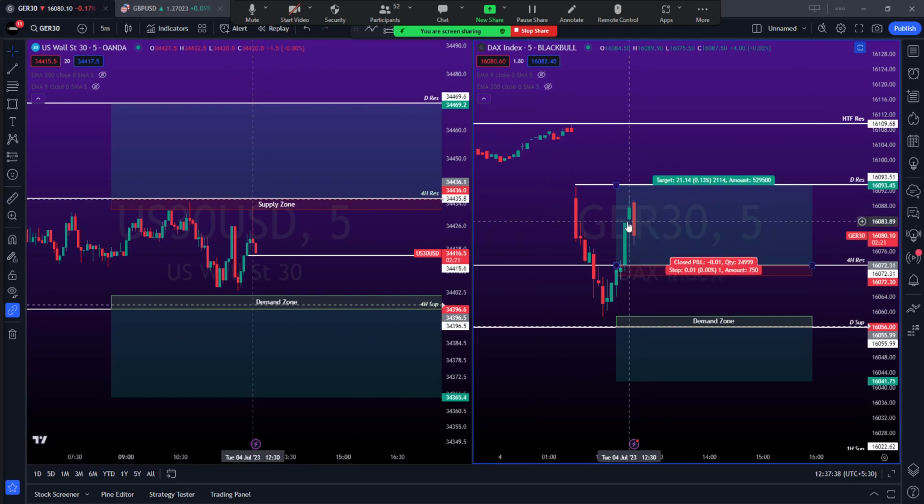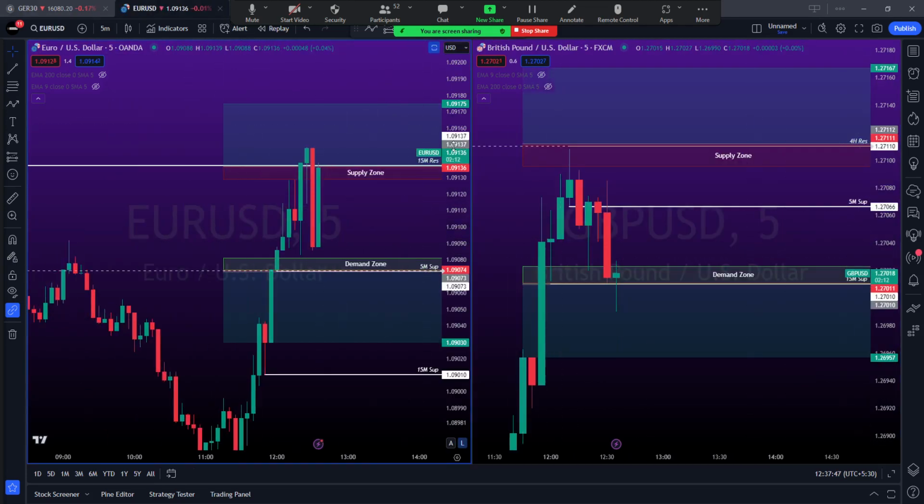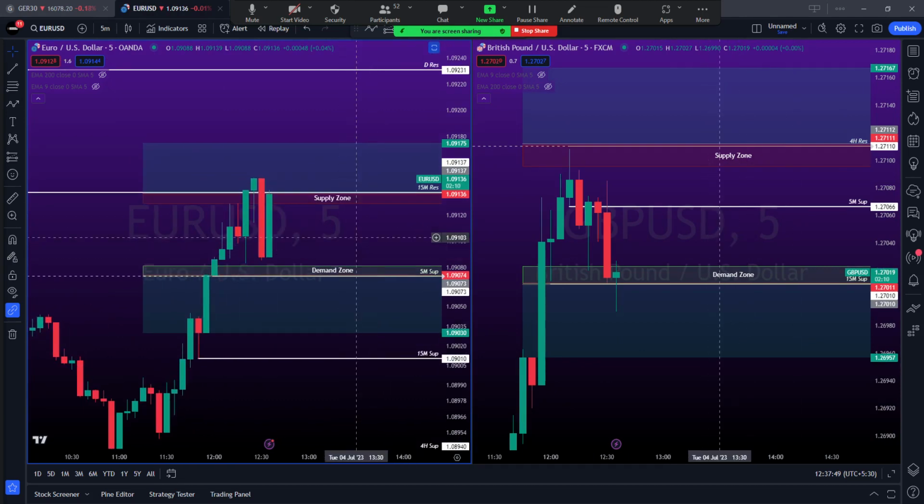To be honest, they sort of hit TP. We caught some 17, 18 pips over here. Like I told you all, closing above our demand zone.